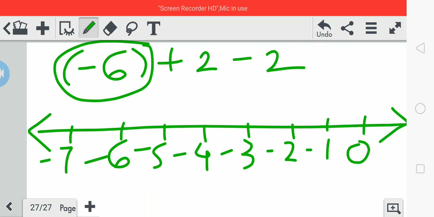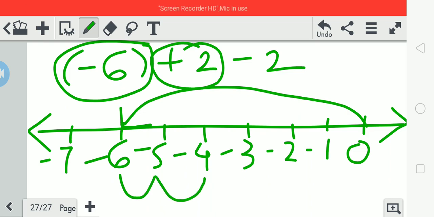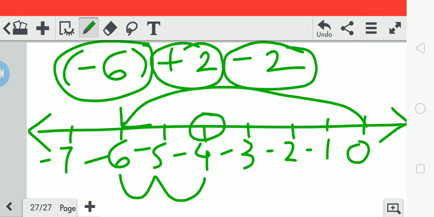Now the first number is minus 6, so take a jump from 0 to minus 6 directly. Now the second number is plus 2. Plus means 2 moves to the right side: 1, 2. Now you reach the minus 4 position. Now again, the third number is minus 2. Minus means 2 moves to the left side. Again you move 1, 2, so you reach the minus 6 position.